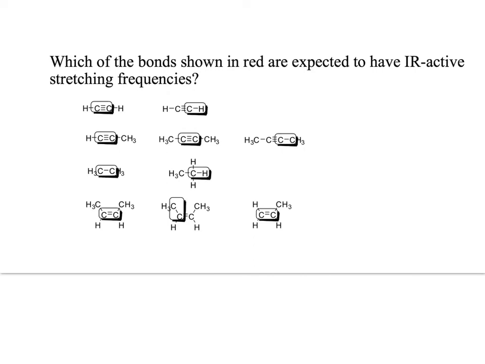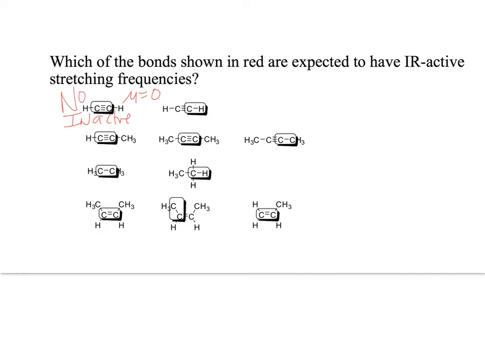Which of the bonds shown in red are expected to have IR active stretching frequencies? So you have to look at the bond. In this carbon-carbon triple bond, you have an sp carbon and an sp carbon, and they're both connected to a hydrogen. So the dipole moment here is 0, and this would mean that this is inactive. So we're just going to write no.